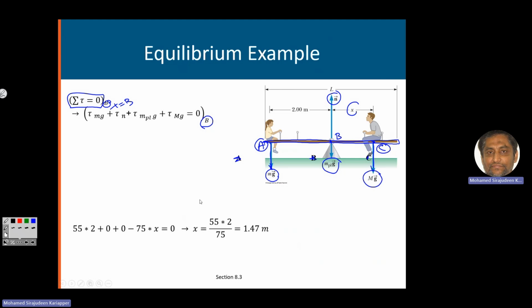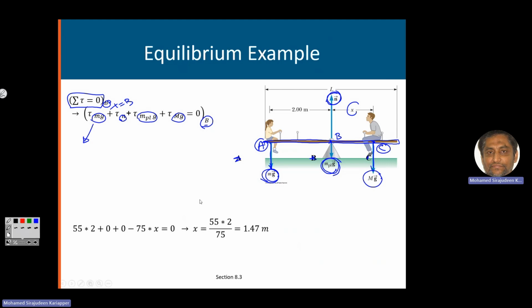Net torque means torque from all the forces. How many forces do we have? The weight of the woman, the normal force at the support, the weight of the plank itself at the center, and the weight of the man. There are 4 forces. So we have to collect the torques due to all these 4 forces: torque from the woman's weight, torque from the normal force, torque from the plank's own weight, and the torque from the man's weight. Add them and we will say equal to 0. I am going to take the torque about the point B. Right, let me start with this one.